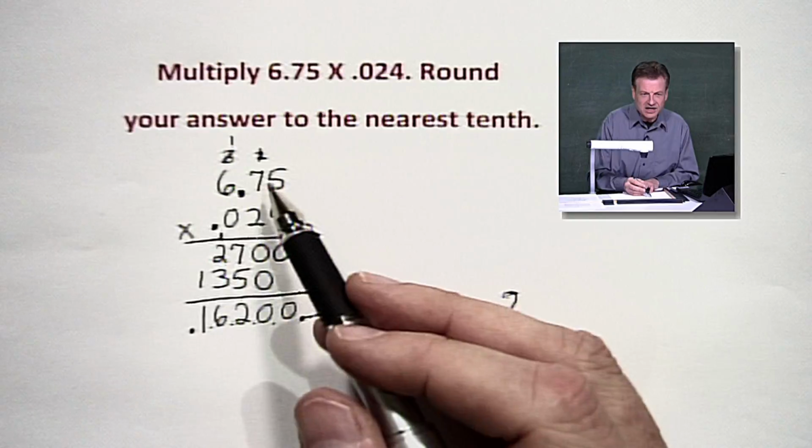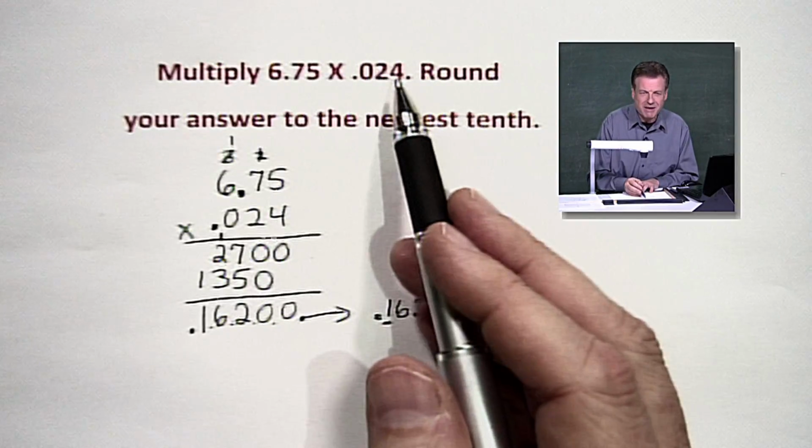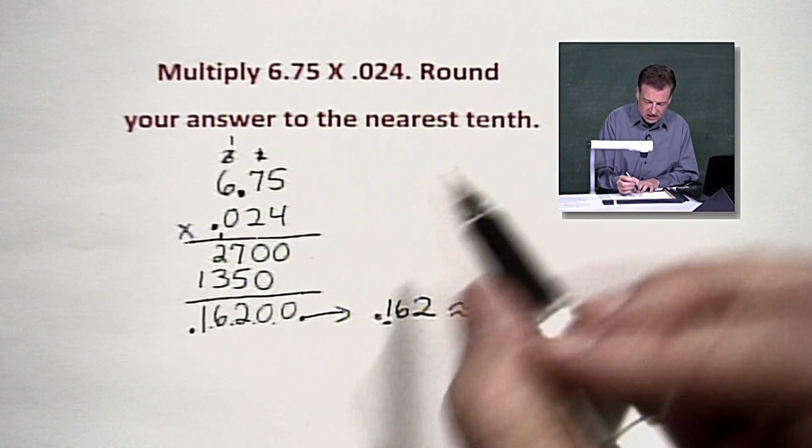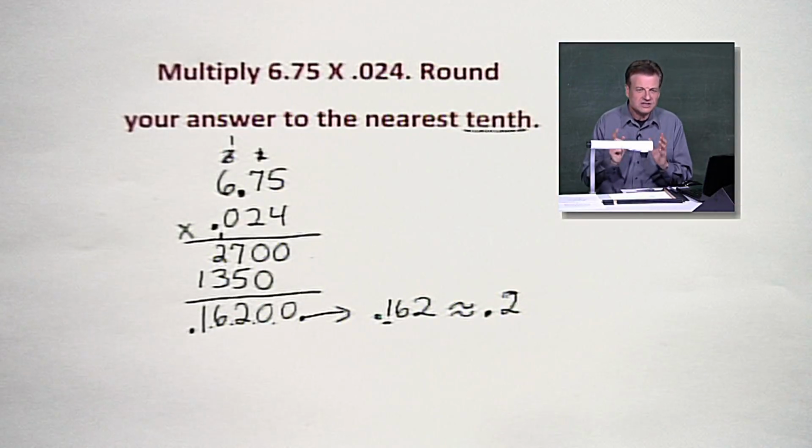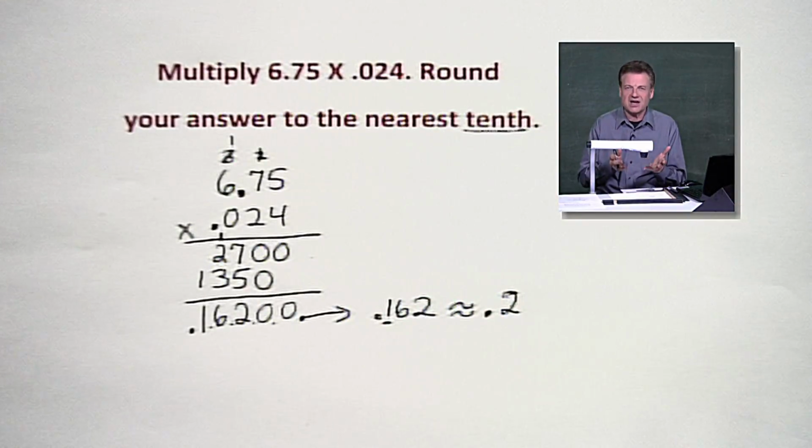Now the big key thing here is we start out with hundredths. We multiply by thousandths. And I wanted you to end up with tenths. So this is really a problem that's all about place value.